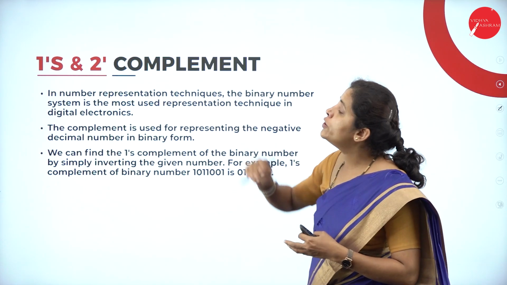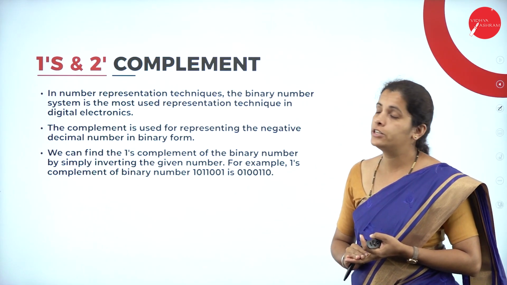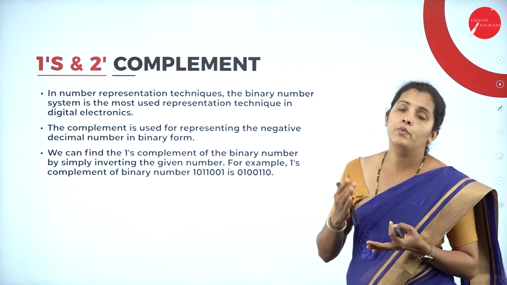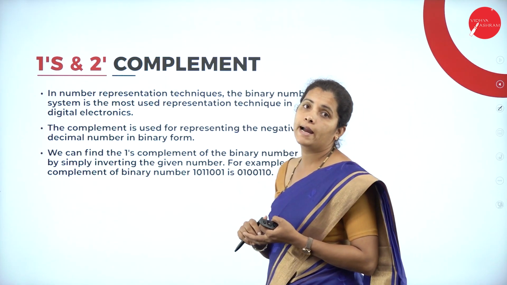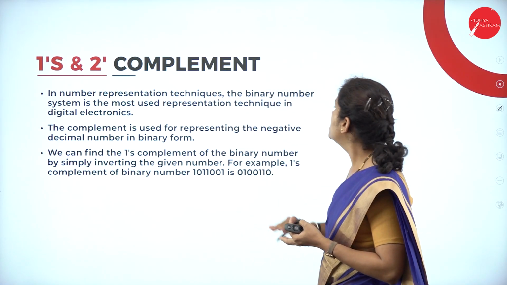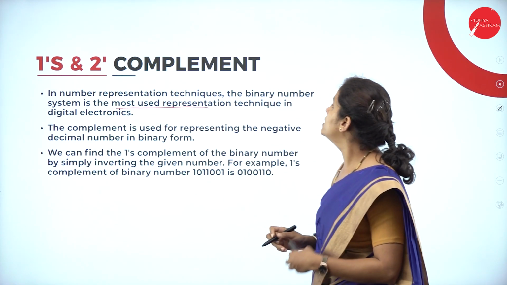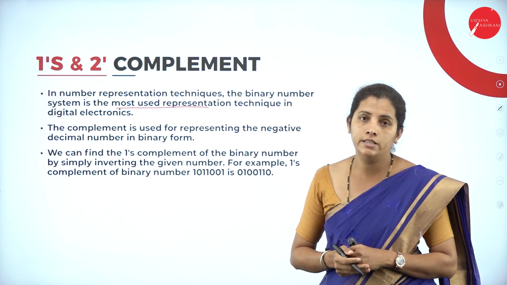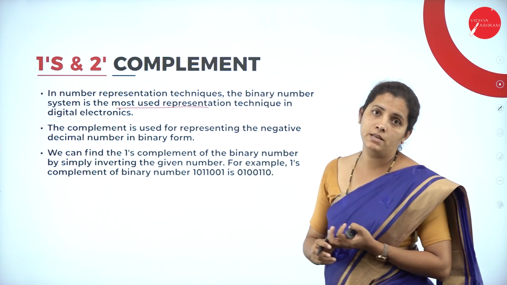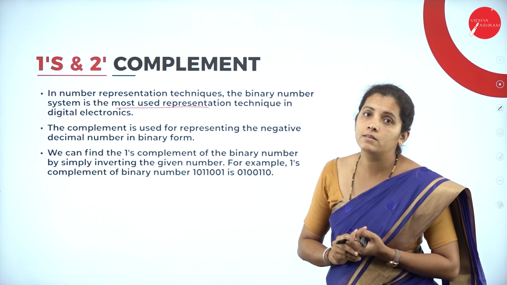Moving further, we are going to get 1's complement and 2's complement. In binary representation, it's not possible to represent negative numbers. So at that time, we require 1's complement and 2's complement numbers. In number representation techniques, the binary number system is the most used representation technique in digital electronics. That means in computer systems, binary number systems are most frequently used.